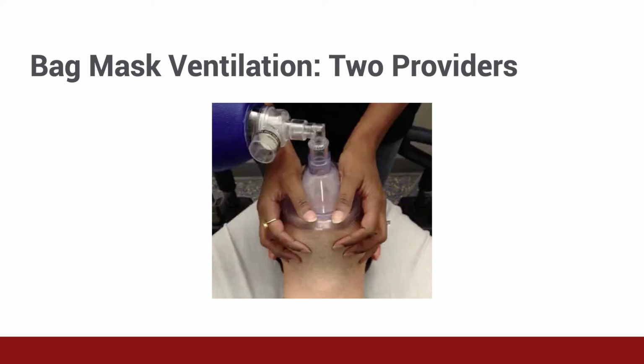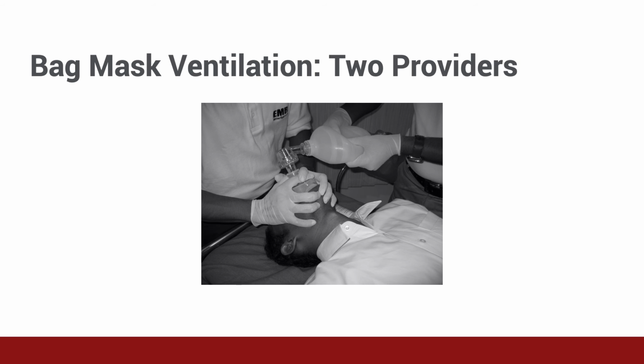With both hands available, I recommend the provider place the second through fifth fingers of both hands behind the jaw to perform an effective jaw thrust, while placing both thumbs parallel to one another on top of the mask to create an excellent seal. This technique capitalizes on the strong muscles in the hand, allowing it to be done more successfully and for longer periods of time without fatigue. The second provider is responsible for squeezing the bag to provide ventilation.